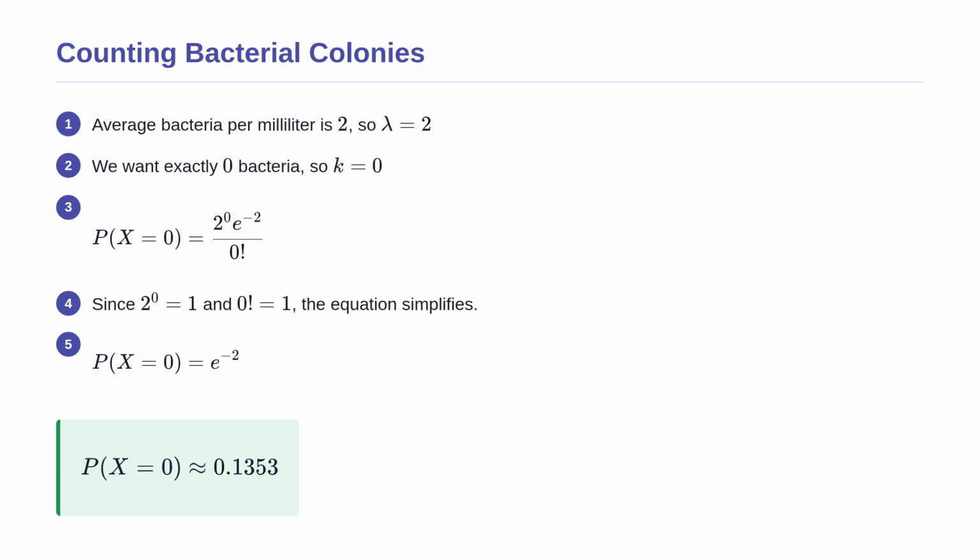We plug these into the formula. Any non-zero number to the power of 0 is 1, and 0 factorial is also mathematically defined as 1. This simplifies our calculation immensely, leaving just e raised to the power of -2. The final answer is approximately 0.1353. This tells water safety inspectors there is about a 13.5% chance a sample will be completely free of bacteria, despite the average being 2.